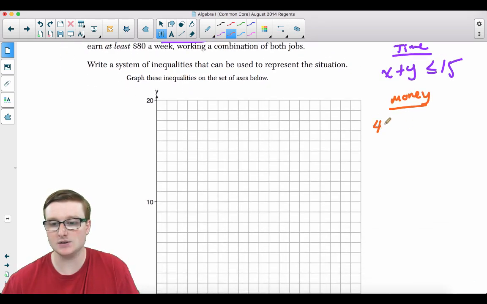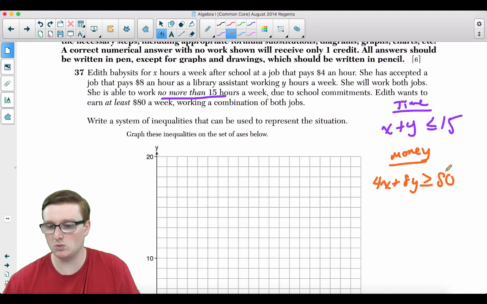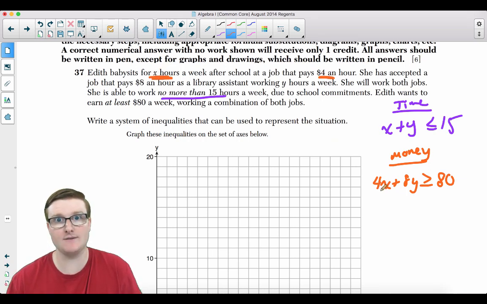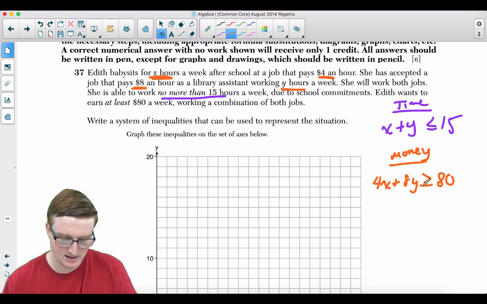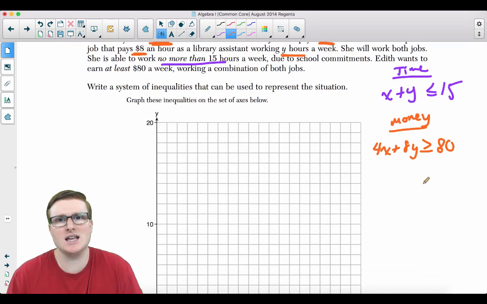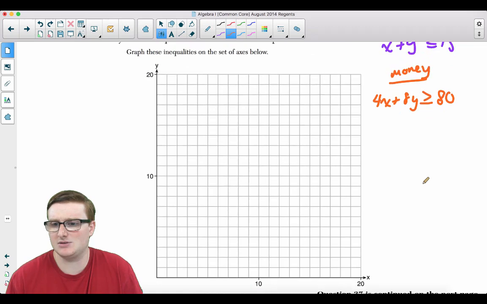Now the money is 4x plus 8y is greater than or equal to 80. The reason why is she earns $4 an hour for X hours. That's where that 4x comes from. And then $8 for Y hours. That's where the 8y comes from. Now, of course, who wants to stop at $80 to earn money? So it has to be greater than or equal to 80 because, again, who would want to stop at just $80? You know, that's ridiculous.